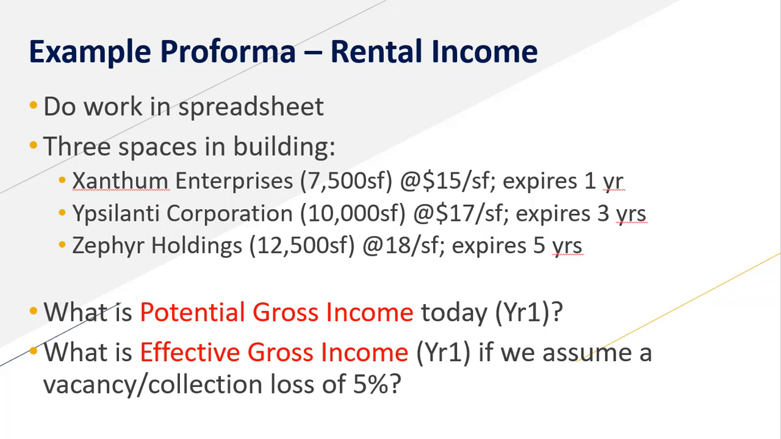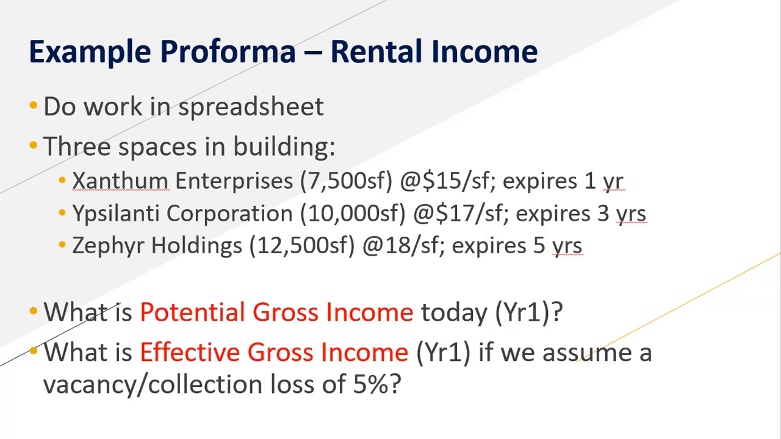So we have three spaces in the building, a 7,500 square foot, a 10,000 square foot, and a 12,500 square foot space. They each have leases with different rates. Xantham is paying $15 a square foot. Their lease is going to expire in 1 year. Ypsilanti is 10,000 square feet at $17 per square foot. It's going to expire in 3 years' time, so it has 3 years remaining on the life of that lease. And then Zephyr Holdings, 12,500 square feet at $18 per square foot. And that lease is going to last all 5 years of our 5-year projection.